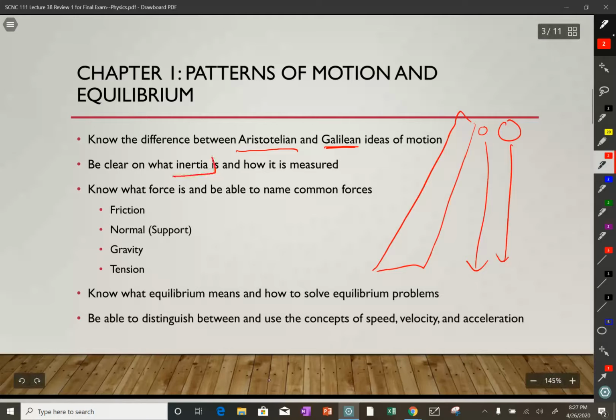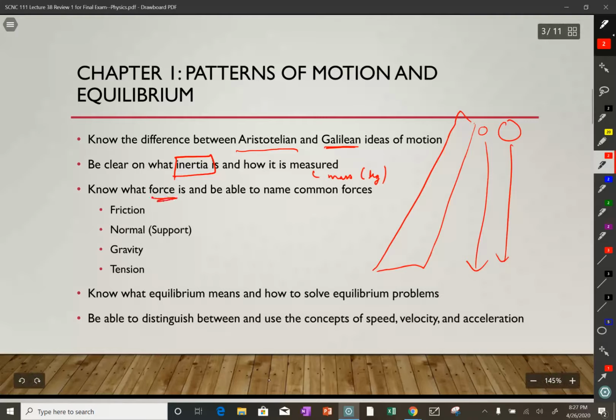Now, inertia is measured in units of mass, that is kilograms, and it's the resistance to change in motion. We have Newton's first law, that'll be on another slide, it's called the law of inertia. It says an object in motion stays in constant motion, that's inertia, unless acted on by a force. And then the second law tells you how inertia works. It tells you the acceleration of the object is equal to the net force acting on the object divided by its mass. And we'll have those on a slide coming up.